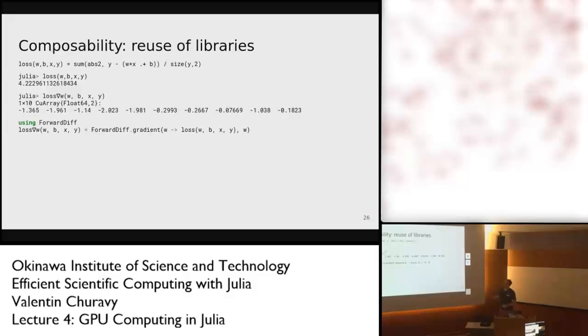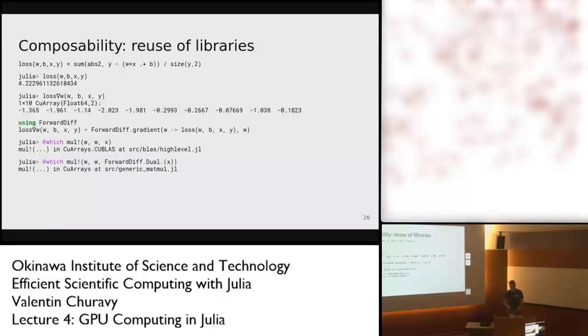And earlier today, I didn't tell you how we are calculating this W, the gradient for the W. We are actually just using forward diff for that. So we are composing with generic libraries in the Julia ecosystem. The multiply is defined as a high-level API in CuArrays. This is multiple dispatch working.